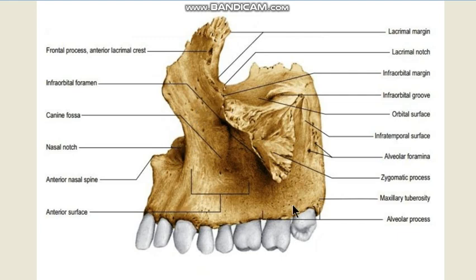Now if you just look at the body of the maxilla, here at the apex of the body of the maxilla you can make out the zygomatic process. The process itself is the apex of the body of the maxilla. It articulates with the maxillary process of the zygomatic bone.